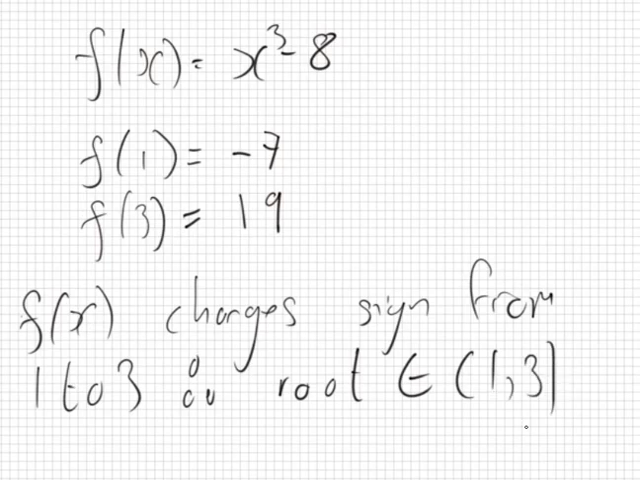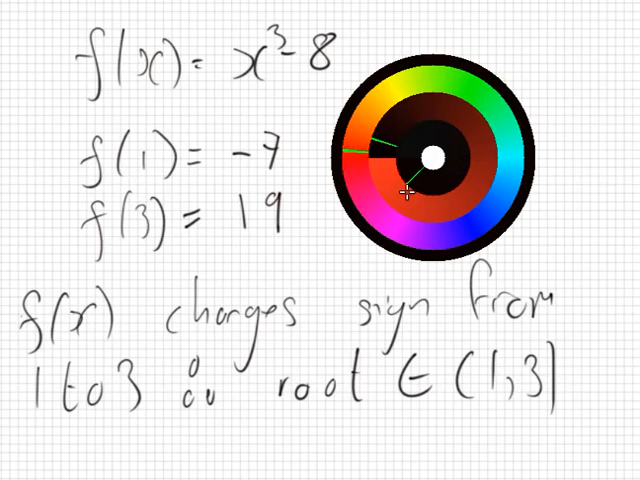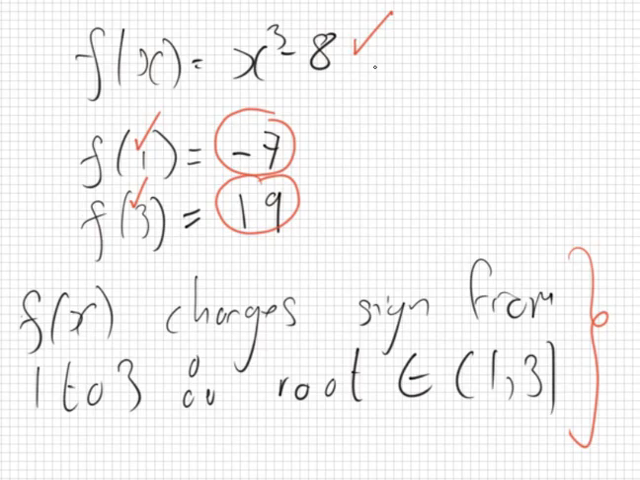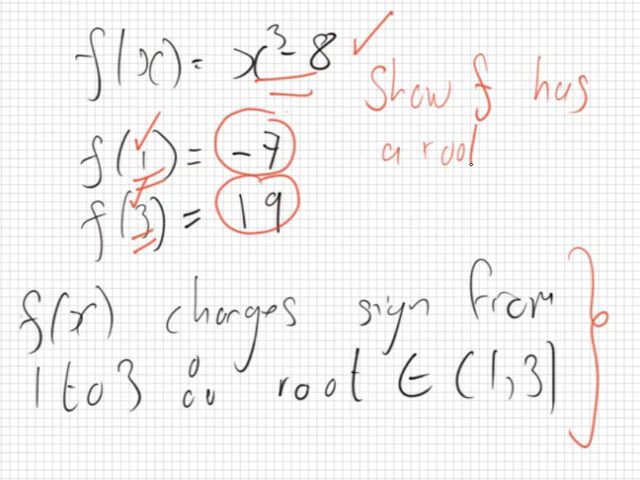Now in the exam, it's a nice little question that they give you in section A. They give you this, and they give you the 1, and they give you the 3. So actually all you need to do is calculate f1, f3, and then make this statement, and you've got your marks. The question would say something like, show this f of x function has a root between 1 and 3.